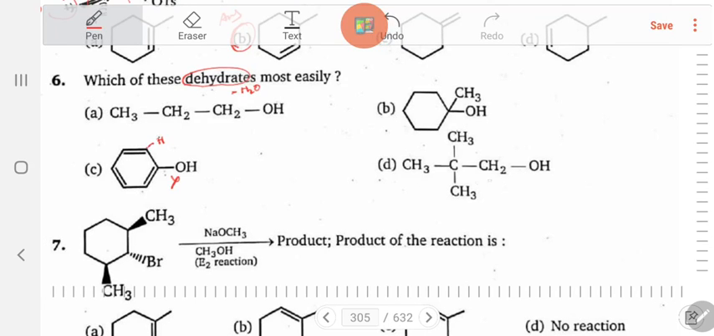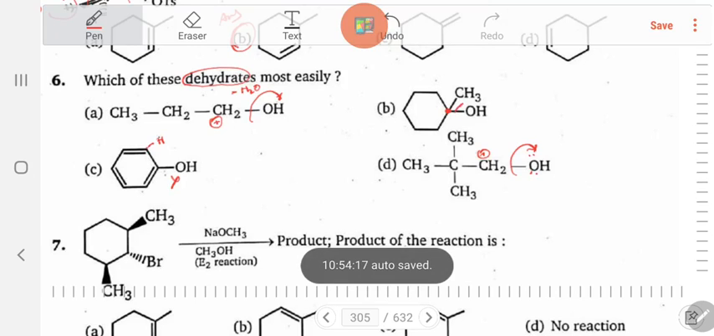Now coming to option D. First, when you add H plus, from here H2O must be lost, but when this is lost you are getting a primary carbocation which has to rearrange. Here also when H2O is lost, you will get a primary carbocation which is also unstable. So the correct answer here is B, because when this OH is lost by donating a lone pair to H plus, you will get a tertiary carbocation which is more stable. So the correct answer is B. So this will undergo dehydration readily.